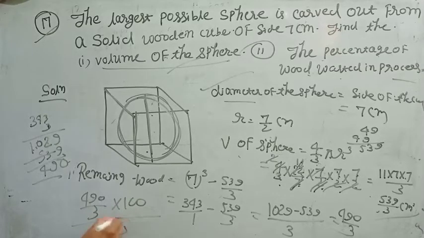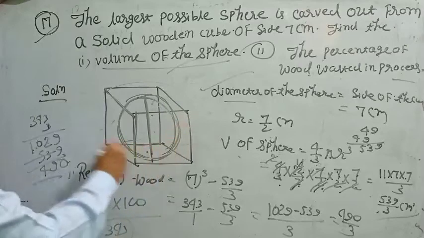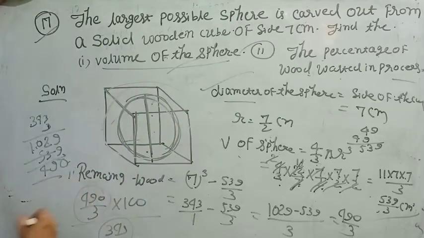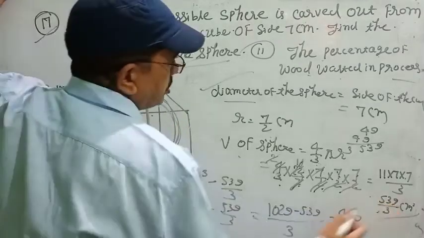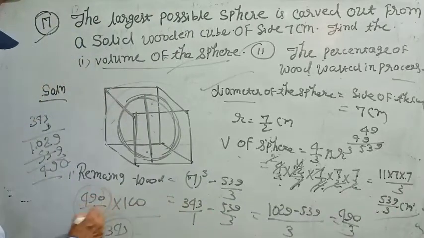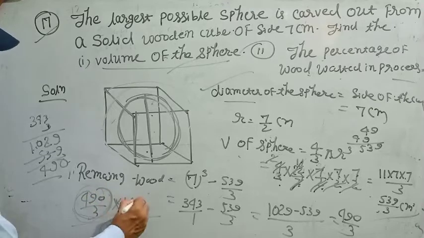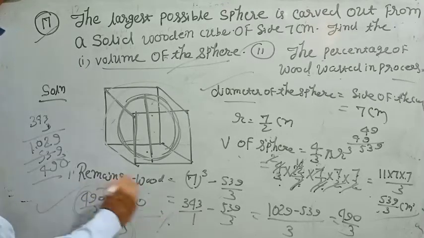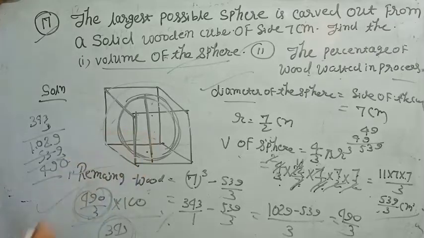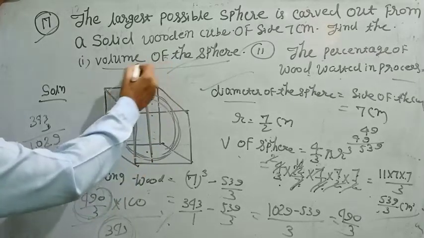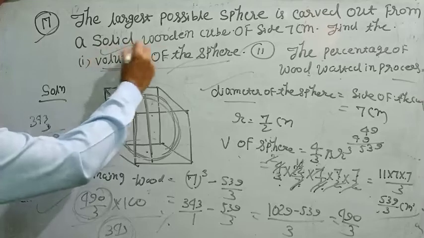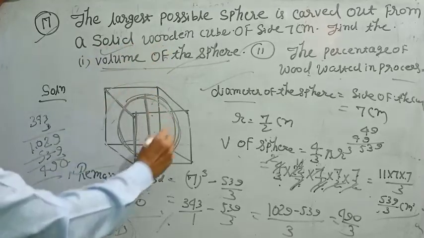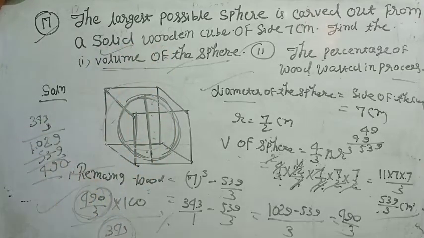It is the volume of the total wood, it is the wastage, and this is the used wood. So what is the volume of the wastage? Then it is waste into 100 by original volume. Then you get the percentage of the waste of the wood used when we make a sphere from the solid wooden cube. Then we get this.